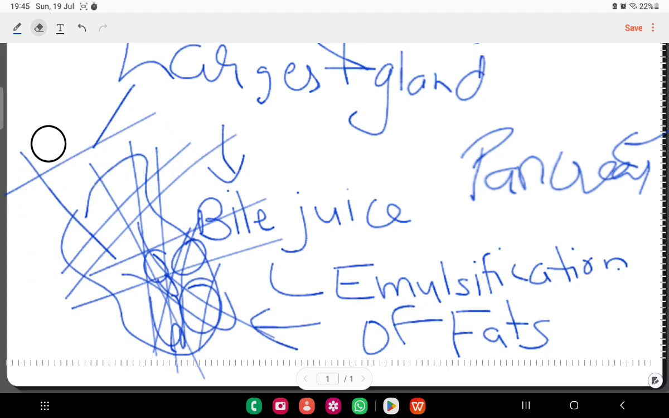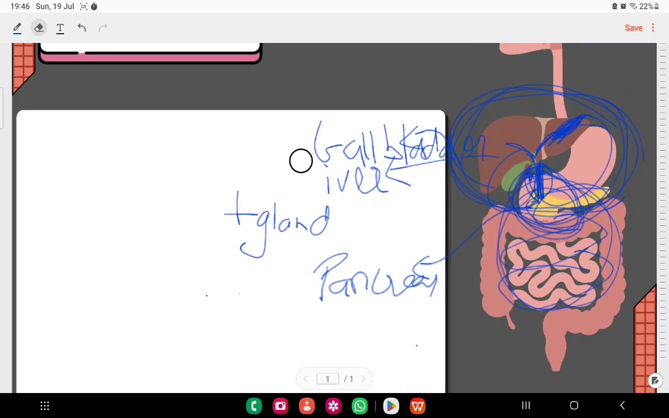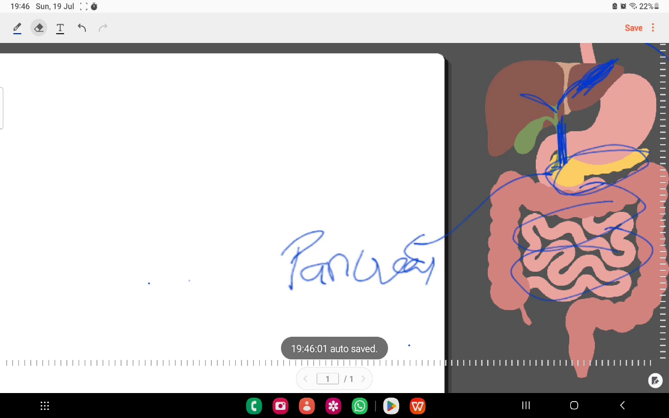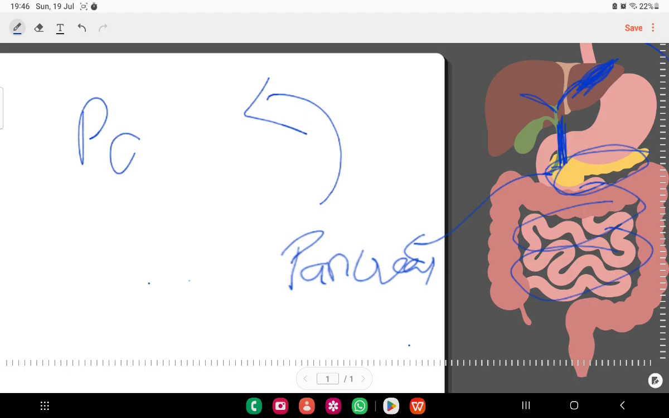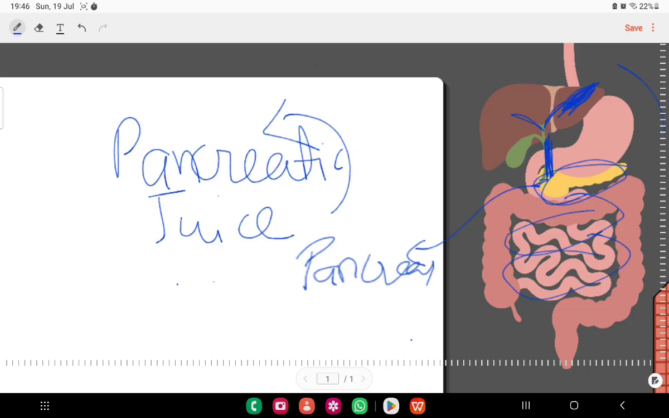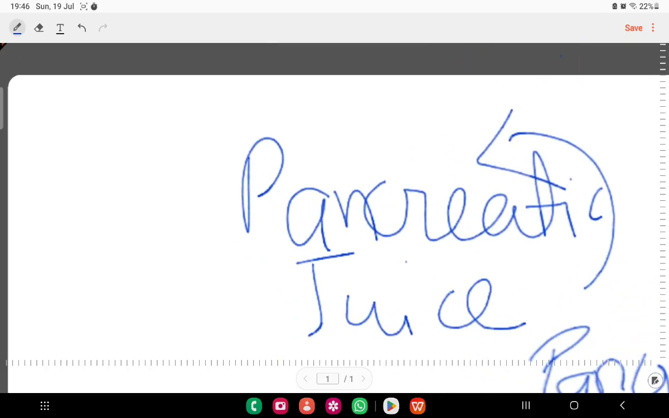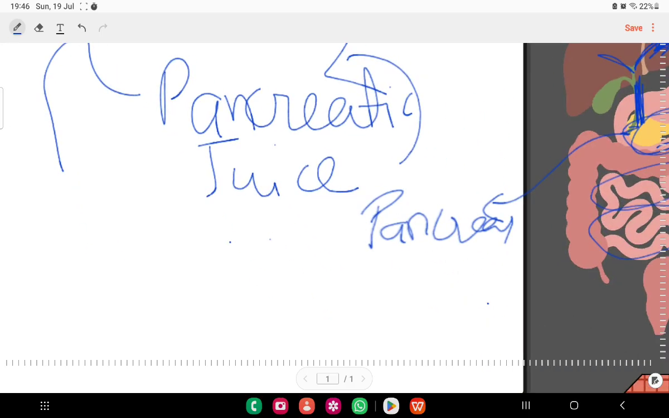Now, why? Because bile juice is secreted from here. Pancreatic juice. Let's talk about this. Pancreatic juice has an enzyme, or should I say it has two enzymes.